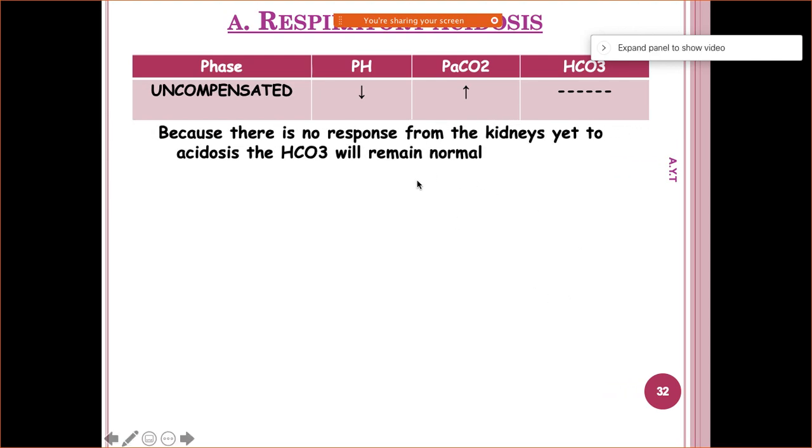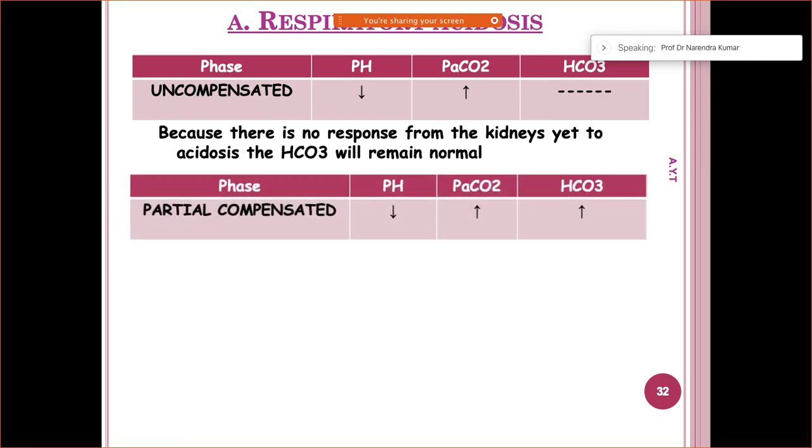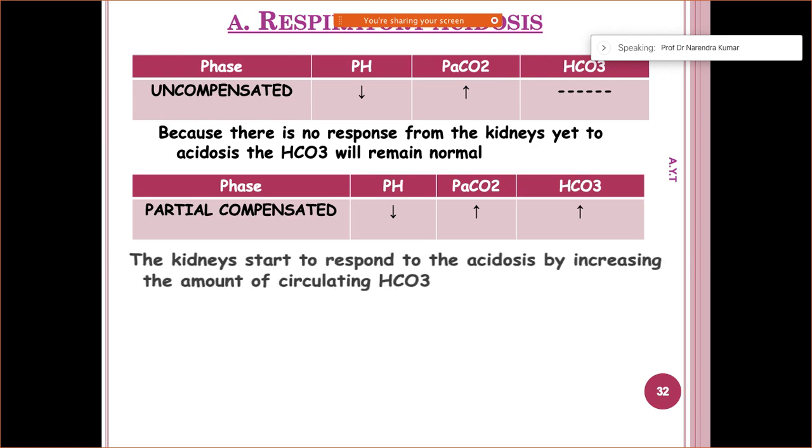Because of lack of response from the kidney yet to the acidosis, the bicarbonate will remain normal. However, that is where partial compensation comes. Partial compensation, for example in respiratory acidosis: what did I say? The pH is going to be acidotic. When you look at the carbon dioxide component, carbon dioxide of course is going to be increased. However, because the body is trying to compensate, bicarbonate will also increase further, in fact.